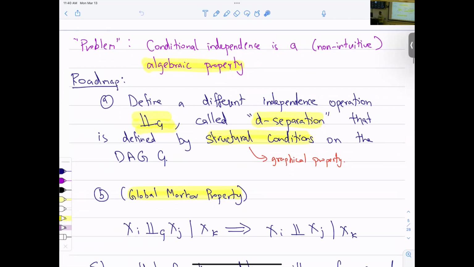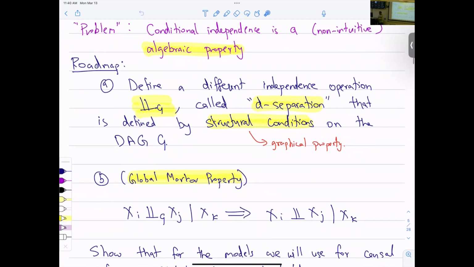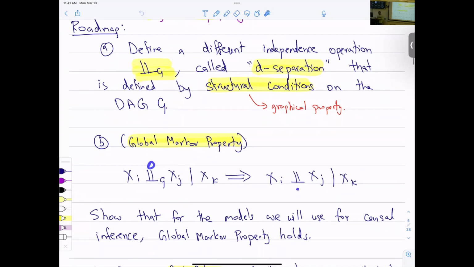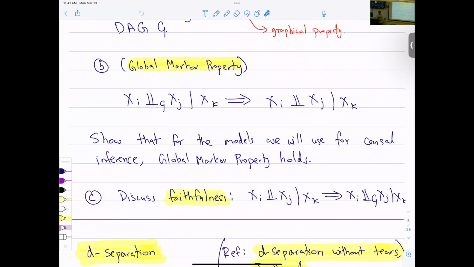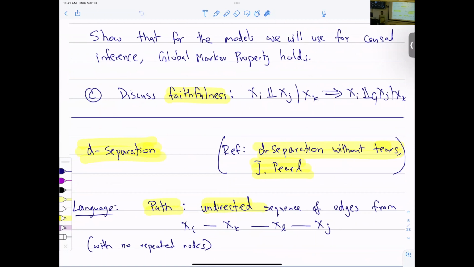I'm going to talk about d-separation, and the goal is two-stage. We'll define this d-separation operator, and we will show something called the global Markov property. Meaning, if xi and xj are conditionally d-separated given xk, that implies xi and xj are conditionally independent given xk. So it goes from graphical reasoning to CI reasoning. And we will talk about faithfulness, which goes the other way. That's what we are going to talk about for the next hour. Actually, 20 minutes today and then continue an hour tomorrow.